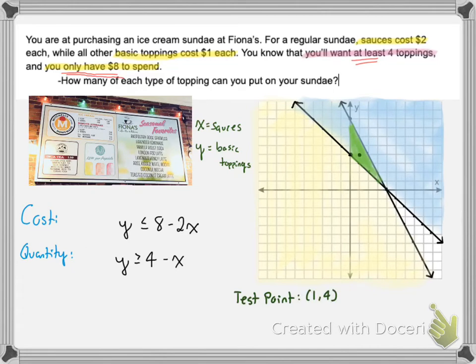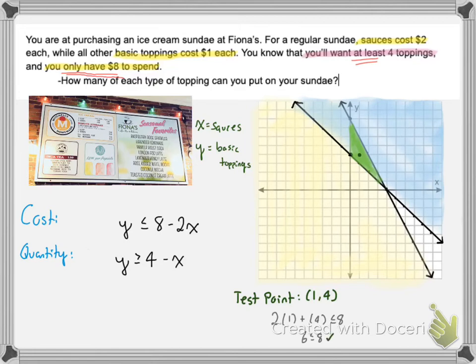So that means I get 1 sauce, 4 basic toppings. Just looking logically, 1 sauce, 4 toppings, that would be 5 total toppings. Finally, let's test to see if it fits within my budget. 1 sauce times $2 plus 4 other toppings would be $6. That fits within my budget.